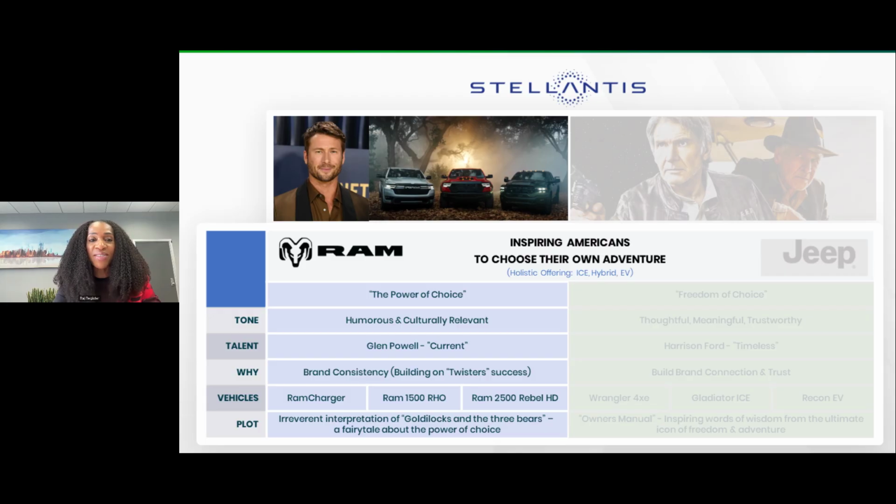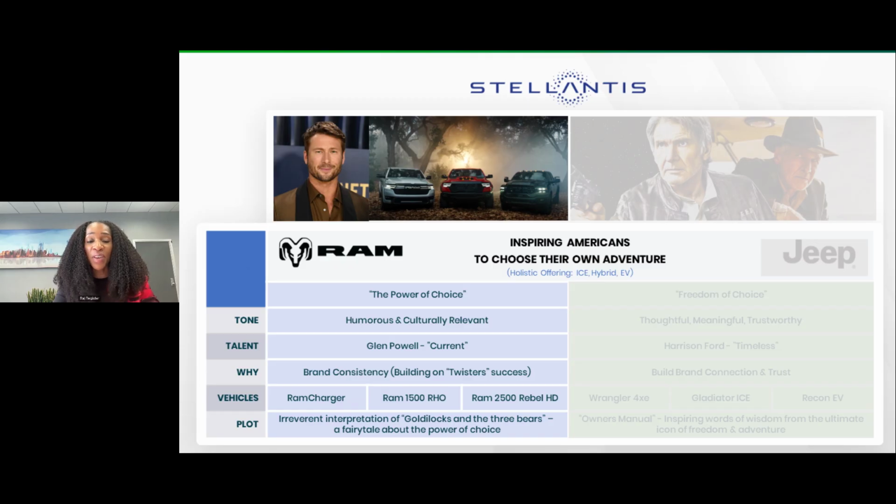We decided to go with something very humorous, leveraging an old American story of Goldilocks and the Three Bears. We worked with Glen Powell for a Twisters campaign that we had with him last summer. Not only is he fabulous to work with, his family is fabulous to work with. It just felt like a natural fit to continue the partnership with him. So we feel like Glen is very culturally relevant for many audiences. He's not polarizing for anything outward. And we felt like that brand consistency would definitely pay dividends for us.